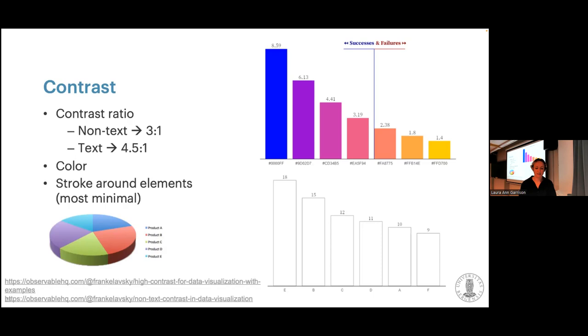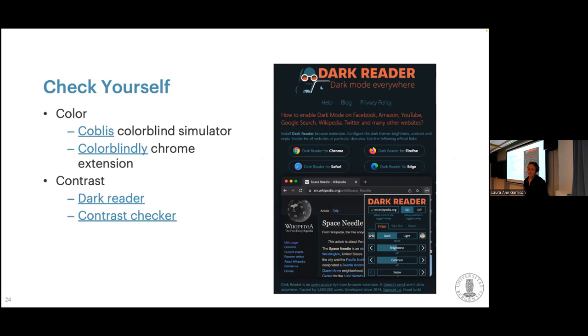And this pie chart, again, fails at the contrast ratio because of the lighting. It ends up violating these contrast ratio guidelines. And there are a lot of tools, many of which are available online, that let you check if you're meeting these color and contrast accessibility guidelines. And one that I really recommend trying to see if your design choices work is this dark mode Dark Reader.